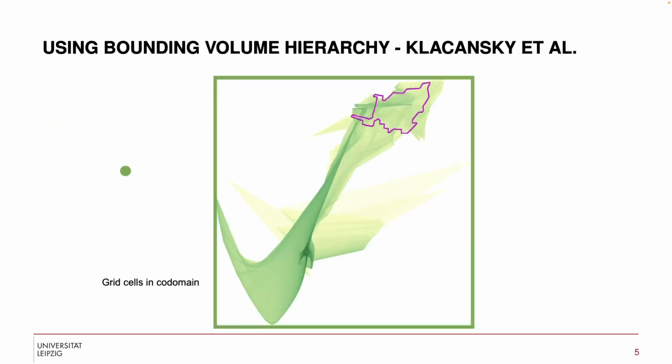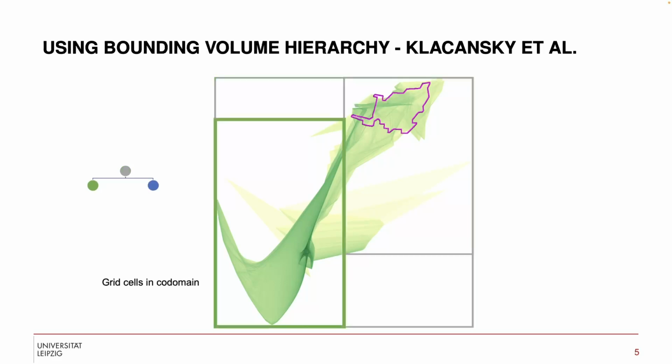The approach that we extend is from Klacansky et al. This used a bounding volume hierarchy for all cells in the codomain and intersects the bounding box of the tree with the individual lines of the control polygon. If they don't intersect, the subtree is not tracked further, and subtrees that intersect are further subdivided. This is repeated until you reach the leaves of the tree. This creates cell edge pairs, which are then used for the real extraction test.